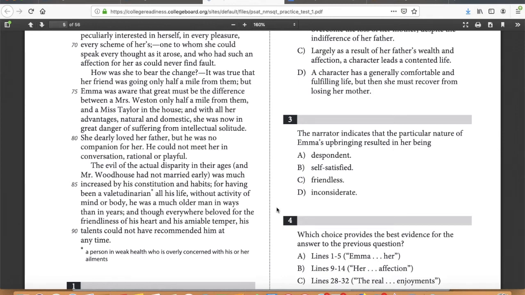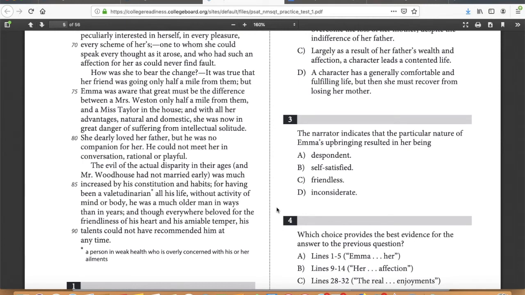Okay. All right, let's keep going from line 77. And with all her advantages, natural and domestic, she was now in great danger of suffering from intellectual solitude. She dearly loved her father, but he was no companion for her.